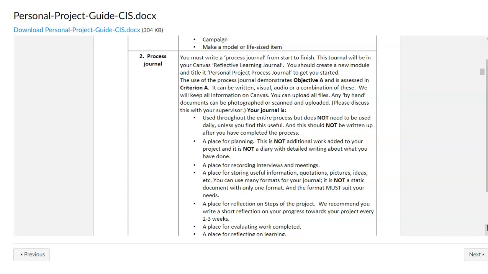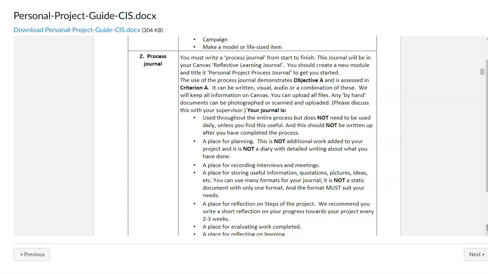It is a place for planning. It is not additional work added to your project. It's not a diary with detailed writing about what you have done. It is a place for recording interviews and meetings. It is a place for storing useful information, quotations, pictures, ideas.